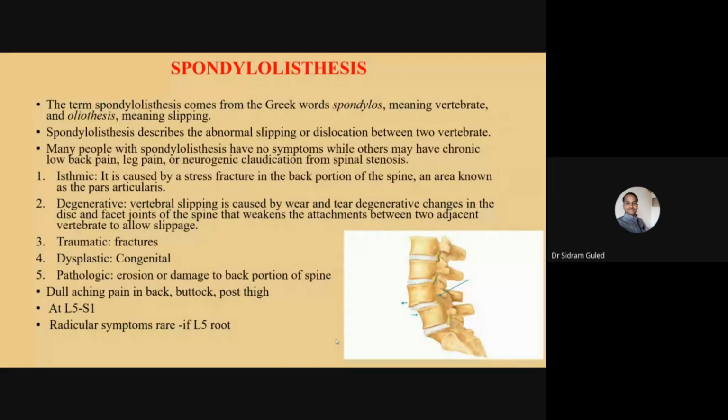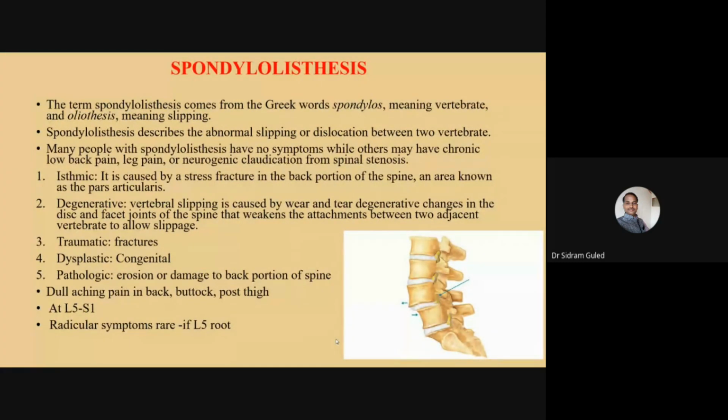Another condition of the spine is spondylolisthesis. Listhesis is a Greek word meaning slipping. One vertebral body slips over the other, and that is called spondylolisthesis. It describes abnormal slipping or dislocation between two vertebrae. Sometimes there are no symptoms. When the condition is chronic, there may be low back pain, leg pain, or neurogenic claudication, which is also observed in spinal stenosis.